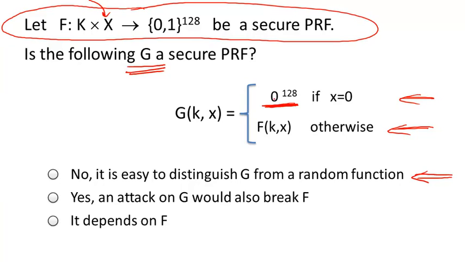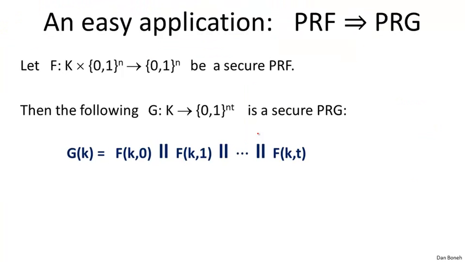So it's very easy to distinguish this G from random. What this example shows is that even if you have a secure PRF, it's enough that on just one known input, the output is not random. The output is fixed. And already the entire PRF is broken, even though everywhere else the PRF is perfectly indistinguishable from random.